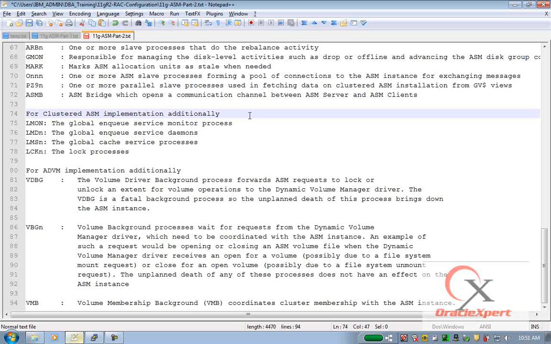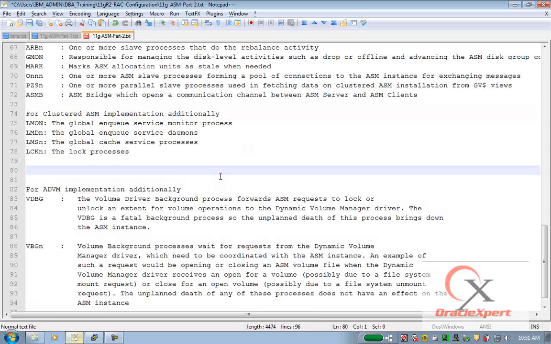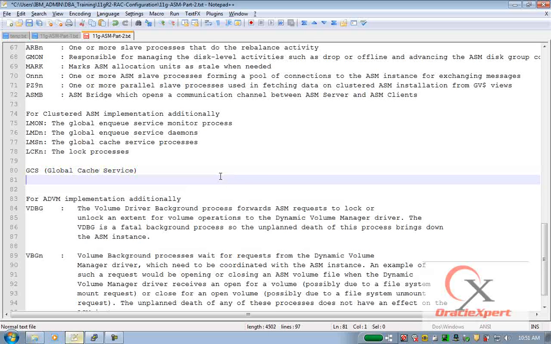Now more on these background processes once we move on to the database part. During database I am going to talk about two different functionalities called GCS, global cache service, and GES, the global enqueue service. That time you will come to know what is the difference between LMON, LMD, LMS, LCK, and what is their role into either GCS or into GES.